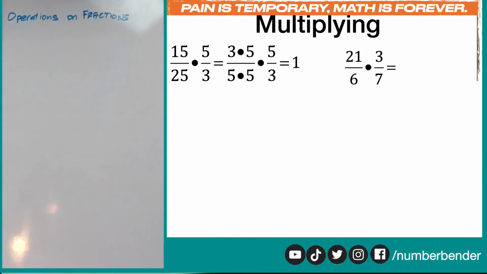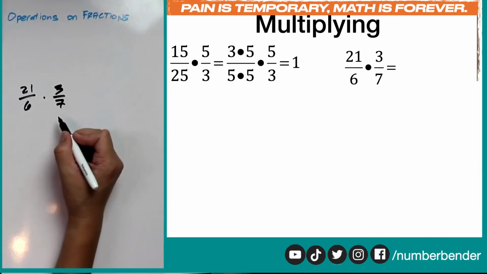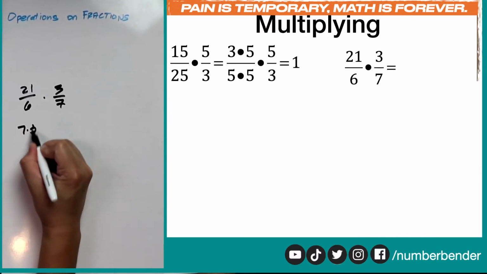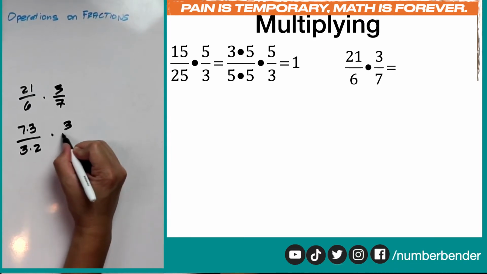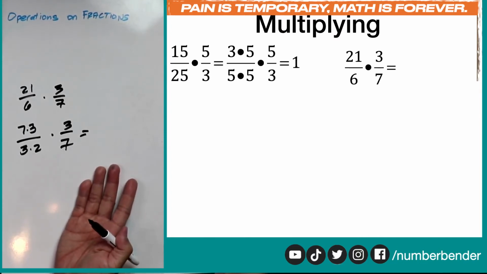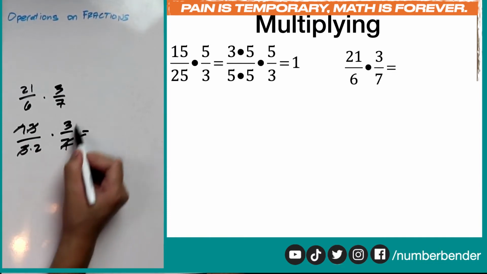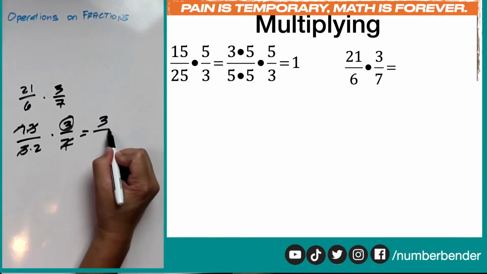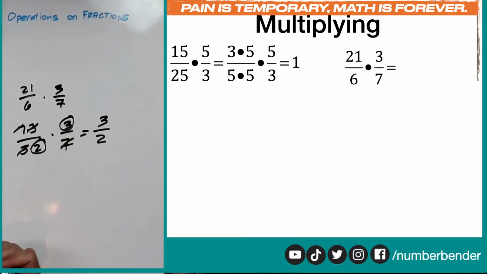And by prime factorization, we know that 21 over 6 times 3 over 7 can be modified into 7 times 3 over 3 times 2 multiplied by 3 over 7. And without even rewriting them in one single fraction, we can just cancel out 3 and 7, and whatever is left, we're left with 3 on top and 2 at the bottom, will be the product of 21 over 6 and 3 over 7 using this technique.